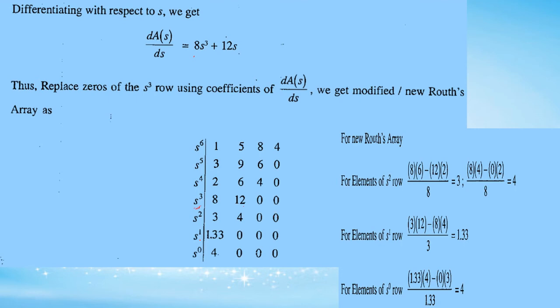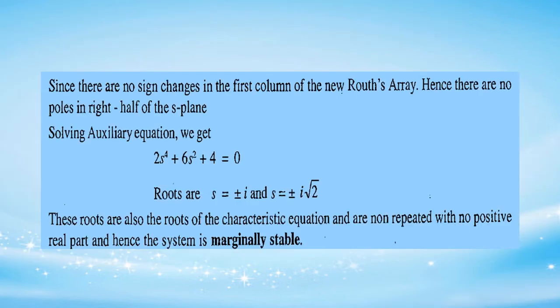Similarly, get the value of s1, that is (3 into 12 minus 8 into 4) by 3, so 36 minus 32 by 3, that is 1.33. Again for s to the power of 0, it is (1.33 into 4 minus 0 into 3) by 1.33, that is equal to 4. If you observe all the elements of the first column, all are positive in nature. There is no sign change.